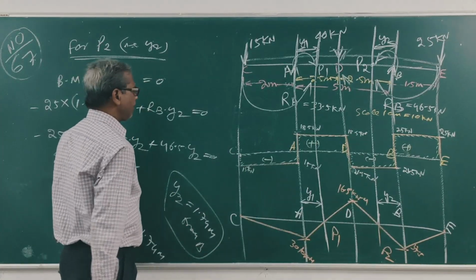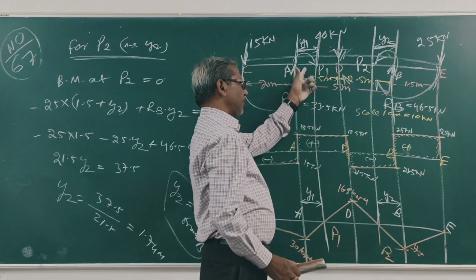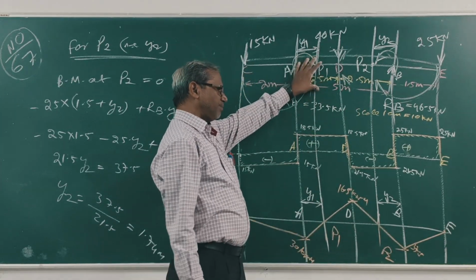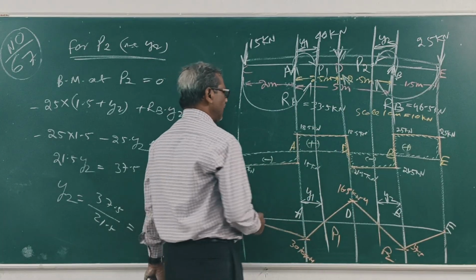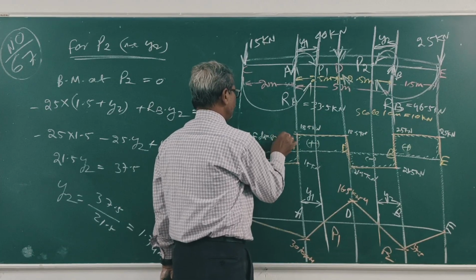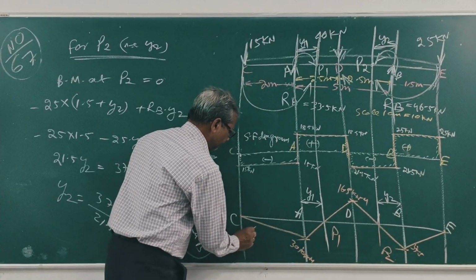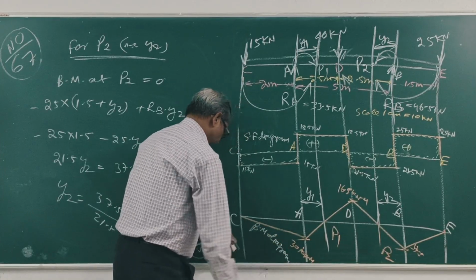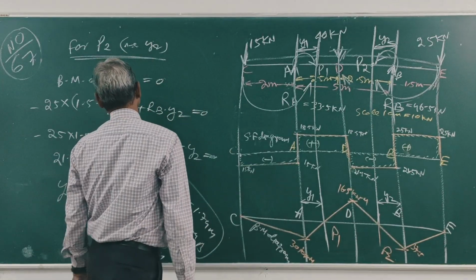Clear? This is y2 from B, y1 from A. These are the points of contraflexure. Clear? This is the beam diagram, this is the shear force diagram, and this is the bending moment diagram. Now next I will do question number 68.